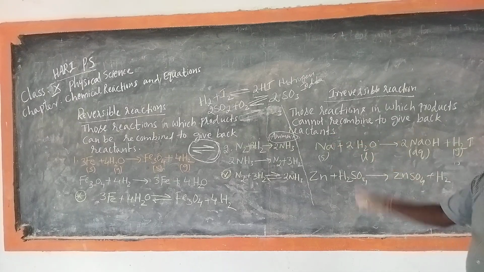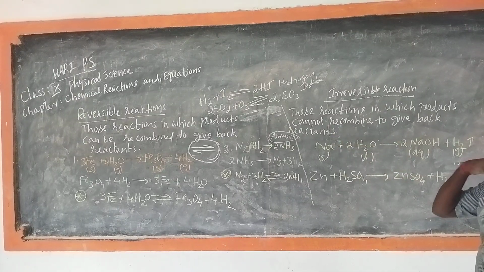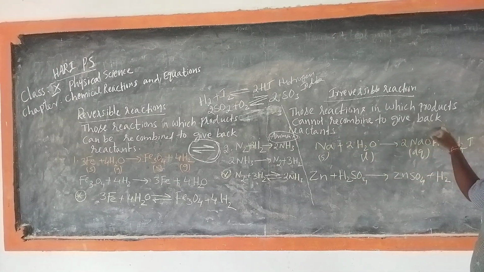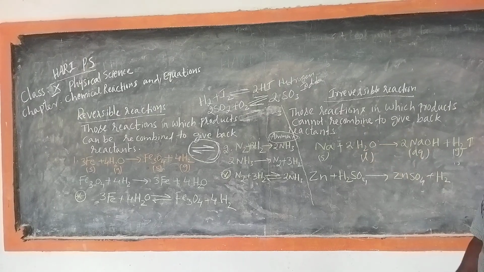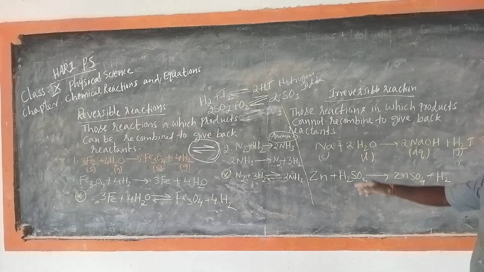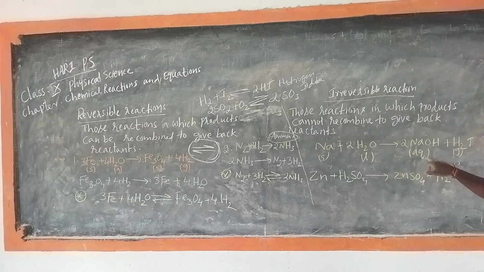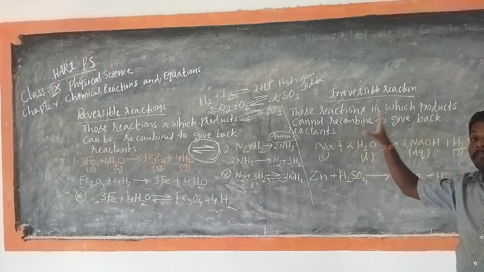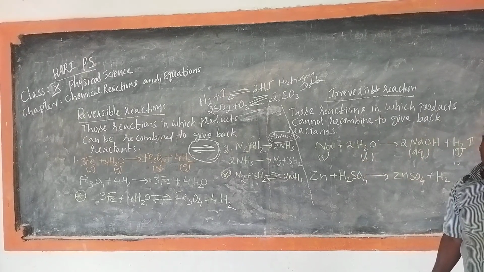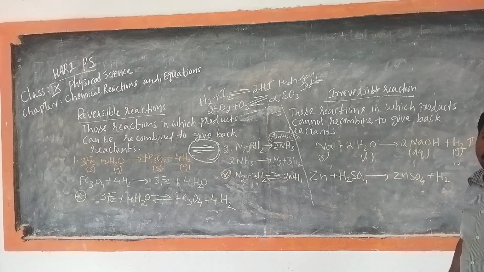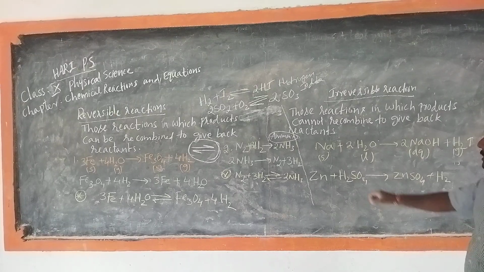Products cannot recombine to give back reactants. For example, sodium reacts with water to give sodium hydroxide, which is a base, and hydrogen. In class 8 you learned about the reaction of metals with water.